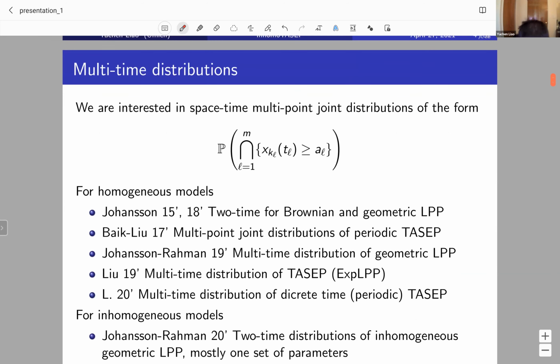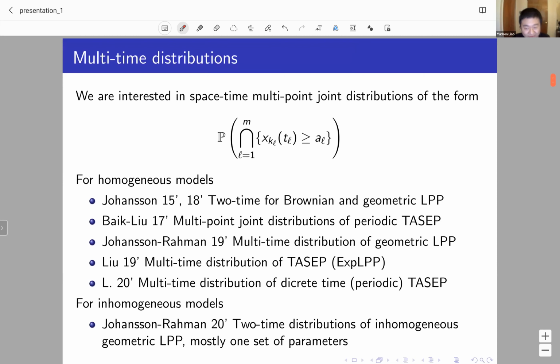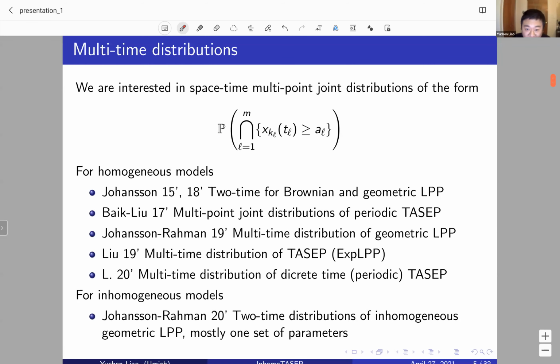The object I would like to study is the following joint distribution. I write it in terms of several tagged particles. One can easily translate to the joint distribution of the last passage times at several space-time locations, or the joint distribution of the height function. So that's the object I'm going to discuss today, and this is something not that well studied, or just not yet well understood.